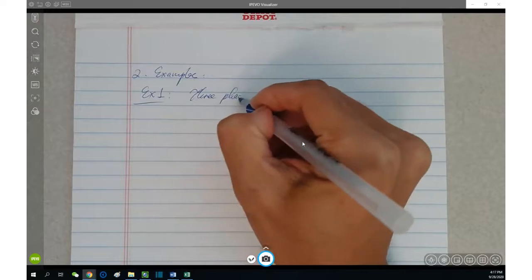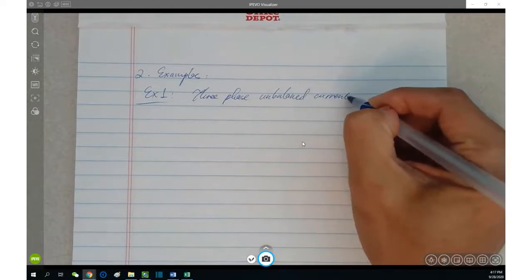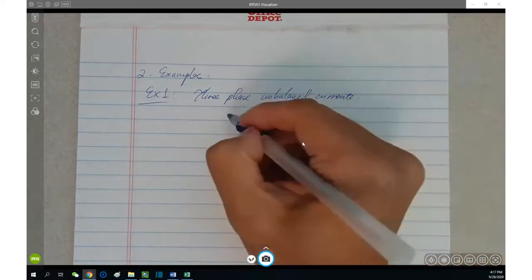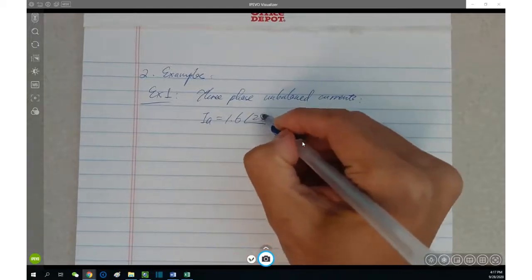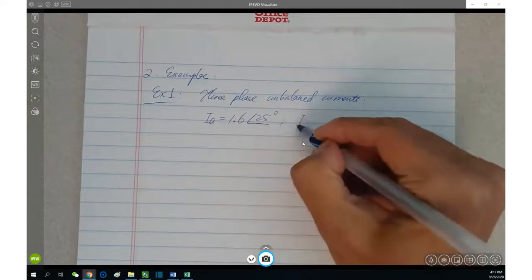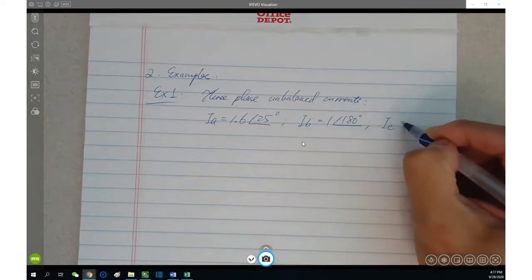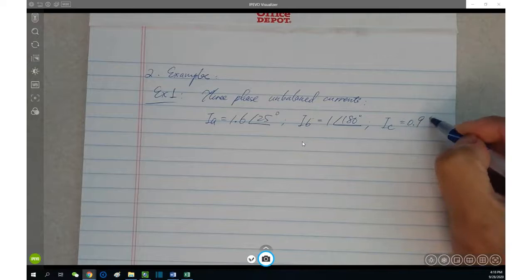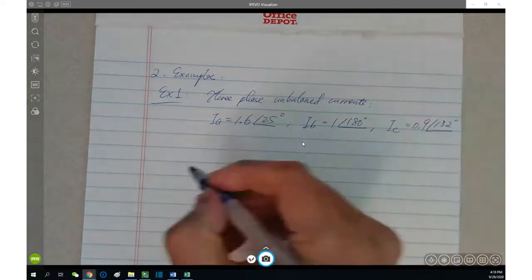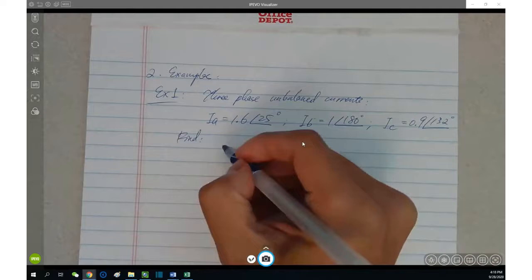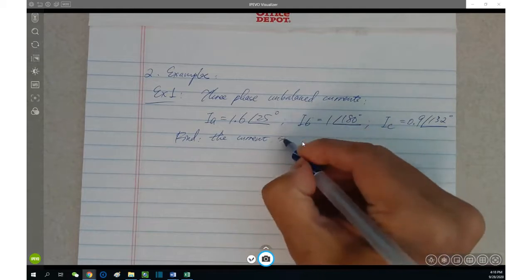A three-phase unbalanced currents given as follows. Find the current symmetrical component.